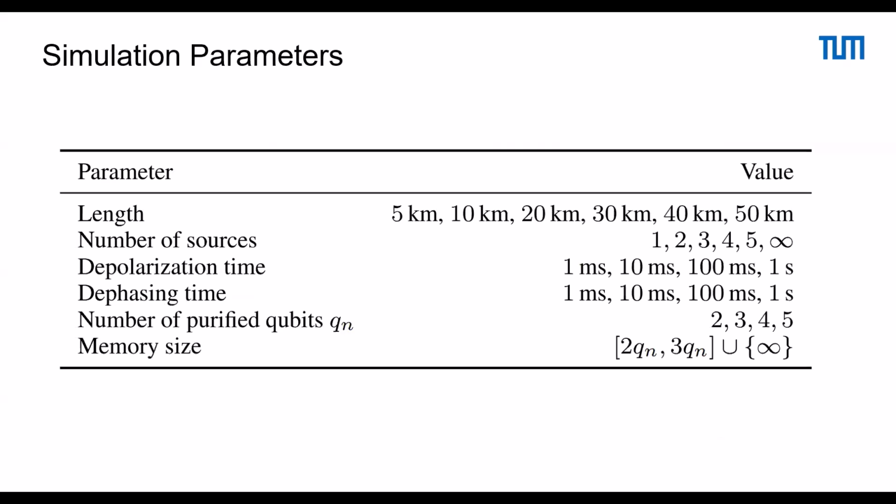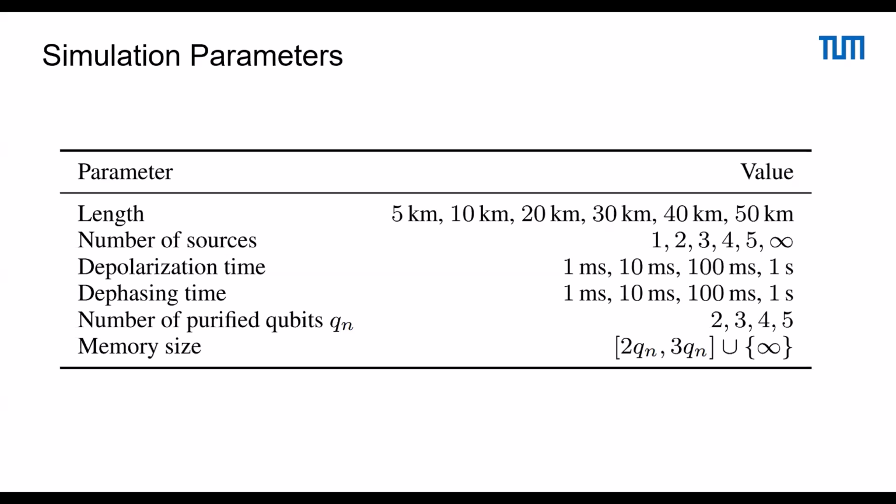Let's come to our simulation. We had a really simple setup: 2 nodes with a communication link. We modeled that as an optical fiber, and we let the distance between these 2 communication partners run from 5 kilometers to 50 kilometers in discrete steps.